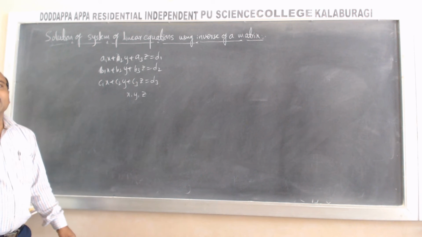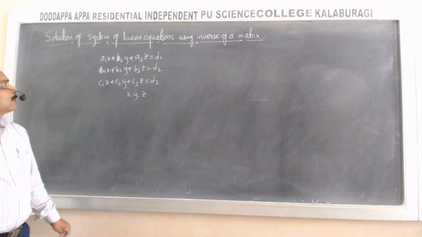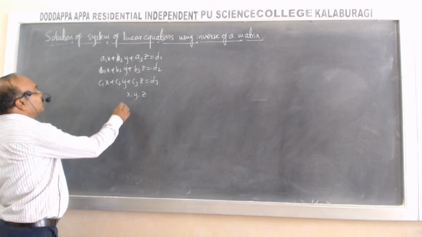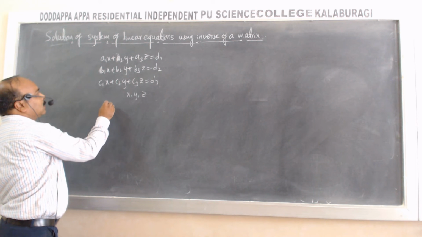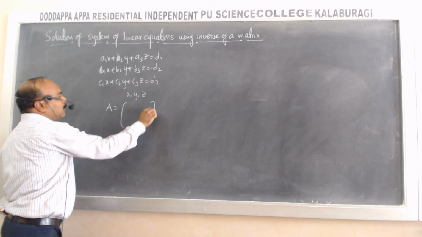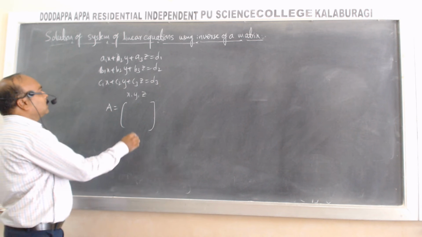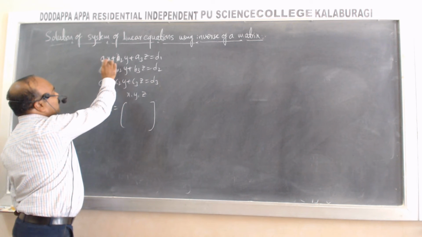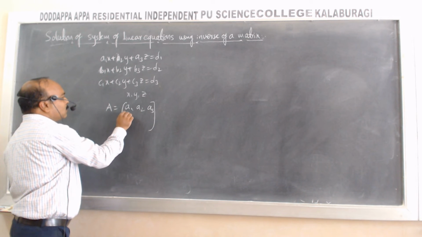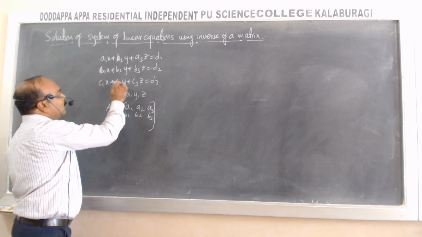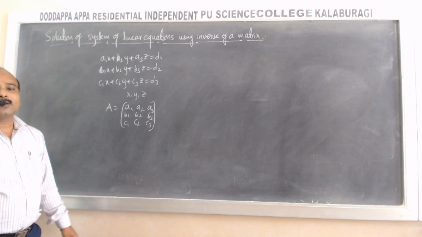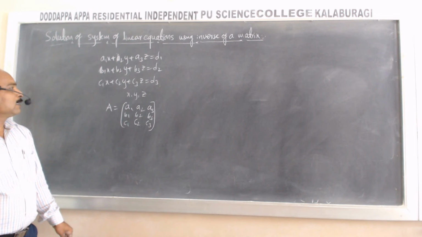Now for solving these three equations, we can take the help of the inverse of a square matrix. For that, we convert these equations into three matrices. The first one is matrix A, the coefficient matrix: the first row is a1 a2 a3, the second row is b1 b2 b3, and the third row is c1 c2 c3. Here we take the coefficients of x, y and z.